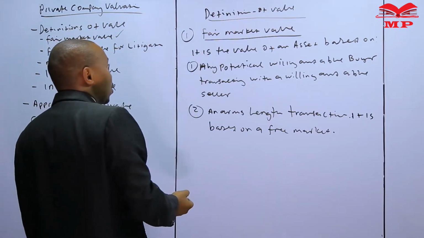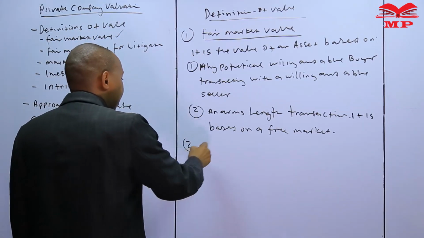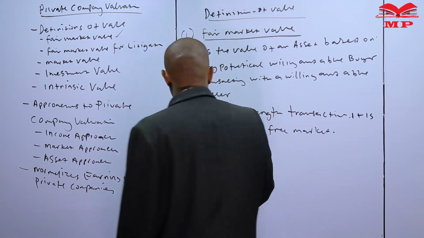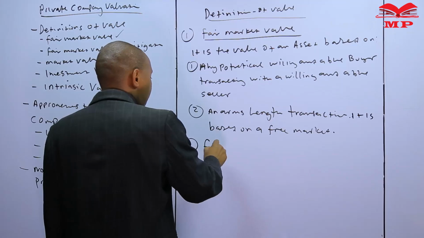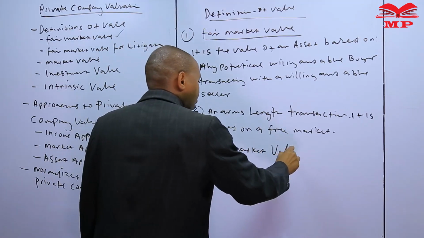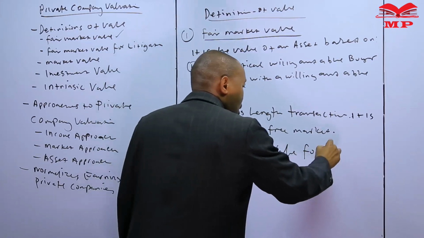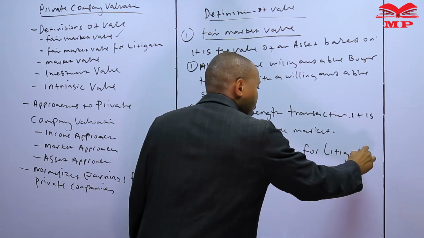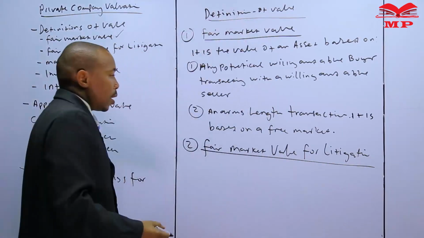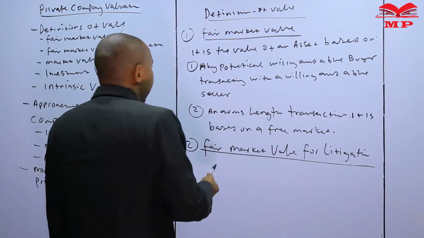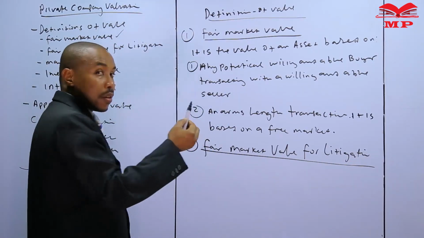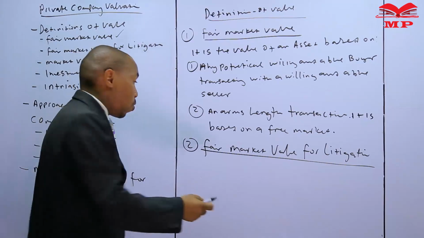Now, once we've looked at the definition of fair market value, let's look at the second definition of value: fair market value for litigation. Here we can say that it is based on the confines of the law.